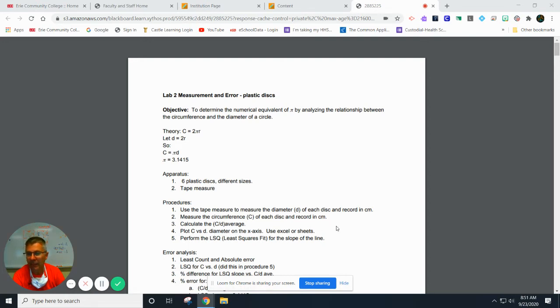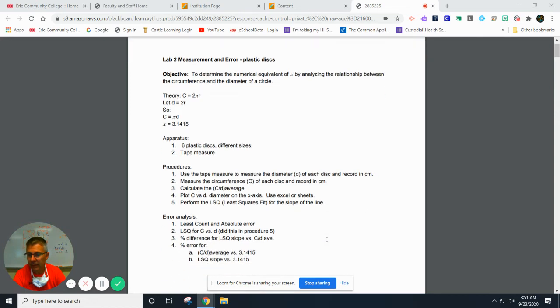In this lab, we're doing it a little bit differently. We're using the vernier to measure the diameter a little more exactly, but we're using the tape measure to measure around. So we're going to have 2 different least counts and 2 different absolute errors. Remember that the vernier is measured in millimeters, so you have to give an extra decimal point.